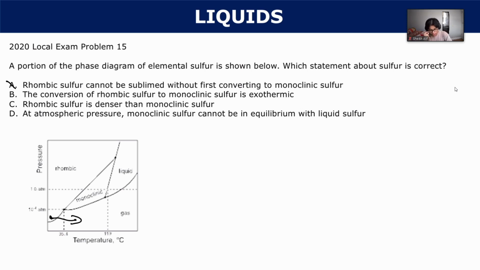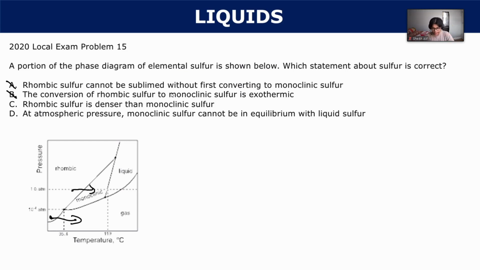The conversion of rhombic sulfur to monoclinic sulfur is exothermic. Well, let's look at rhombic sulfur to monoclinic sulfur, right? In order to go from rhombic to monoclinic, you need to increase temperature. And when you need temperature for a reaction, that is characteristic of an endothermic reaction. An exothermic reaction is a reaction where energy is given off, right? But in an endothermic reaction, you need energy for something to happen. So that means B cannot be the right answer.